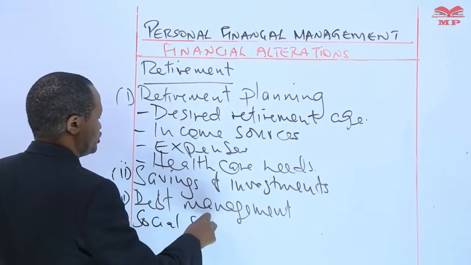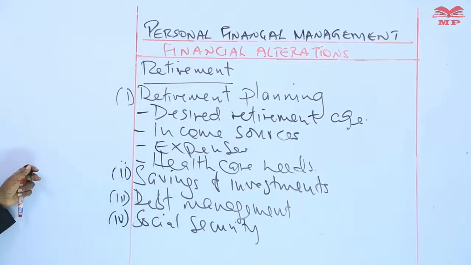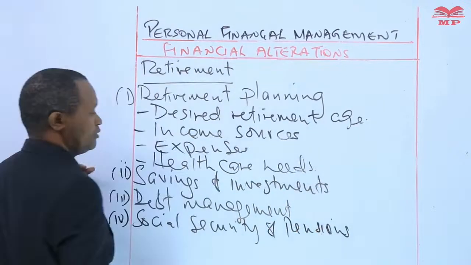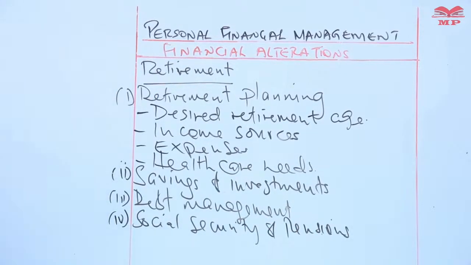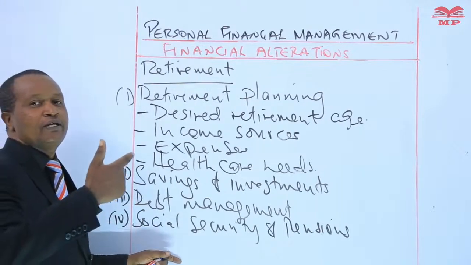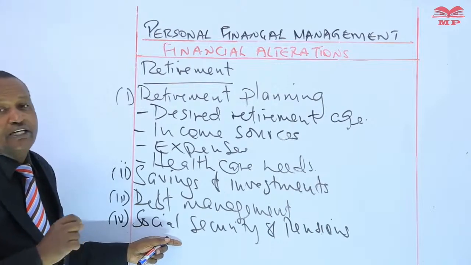Number 4, social security plans or pensions. Before getting into retirement, it's important to understand your eligibility and benefits from social security and any other employer-sponsored pension plans. Understand that in advance.